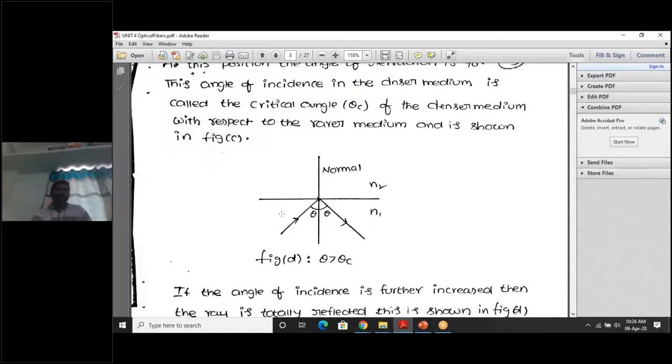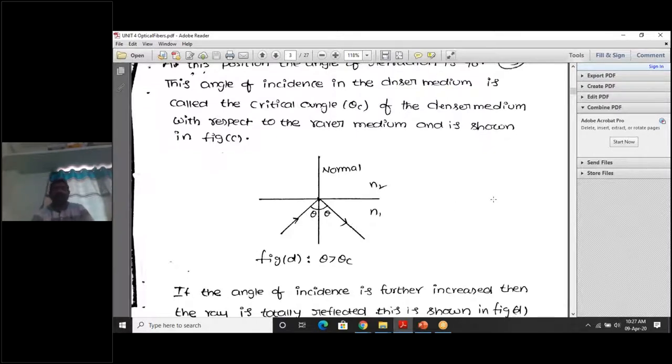Once again, if you launch a light ray in the denser medium with an angle of incidence theta greater than the critical angle, the light ray totally reflects back into the same medium. This process is called total internal reflection. This is a denser medium and the above medium is a rarer medium. Denser medium has a high refractive index and rarer medium has a low refractive index. So when you launch a light ray in the denser medium with an angle of incidence greater than the critical angle, that light ray totally reflects back into the same medium. This process is called total internal reflection.